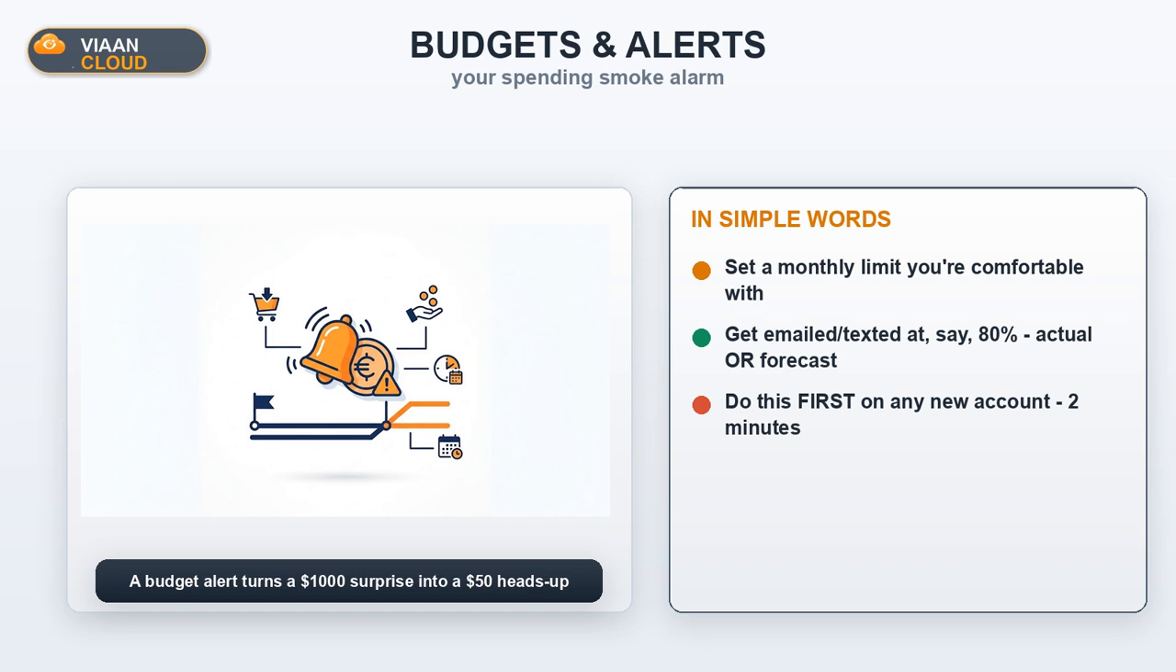It's the single most important thing to set up on a brand new account, because it turns a runaway $1,000 surprise into a friendly heads up at $50. If you do only one thing after this video, create a budget with an alert. It takes 2 minutes, and it has saved people fortunes.